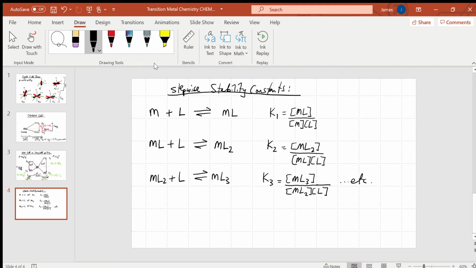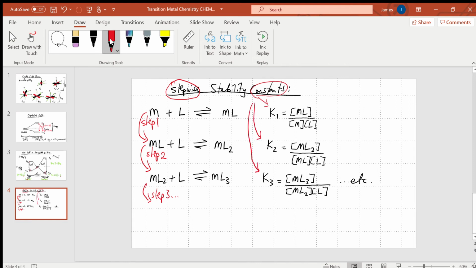So we could call these each K, a stepwise stability constant or an equilibrium constant, which is essentially what it is. And it's stepwise because we're taking this in steps, right? So we've got step 1. We're looking at everything happen one step at a time, etc. And these obviously are the constants, right?